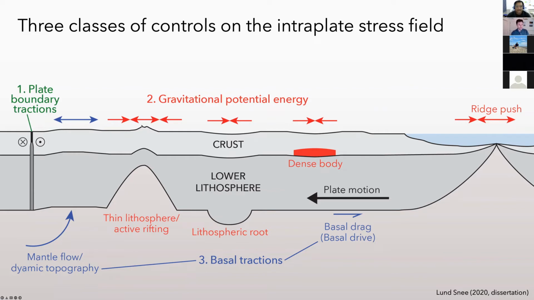Areas that are rifting, thin lithosphere, for example, will be more extensional, but the margins of those will be more compressive, and so on. And finally, tractions at the bottom of the plate, due to drag from the mantle moving relative to the plate, can impose either shear tractions or normal tractions, radial tractions to the plate. And so all of these are potential sources of stress that have to be kept in mind.